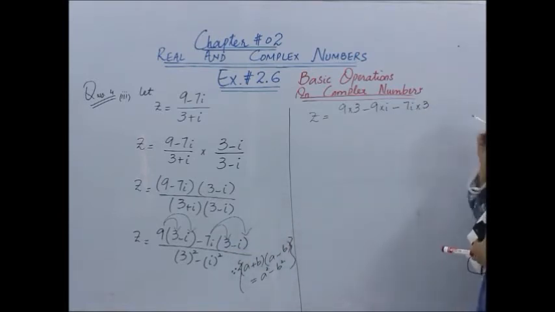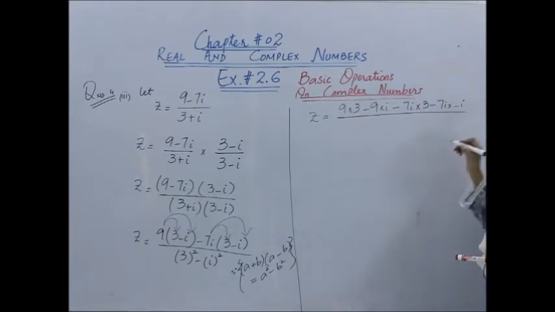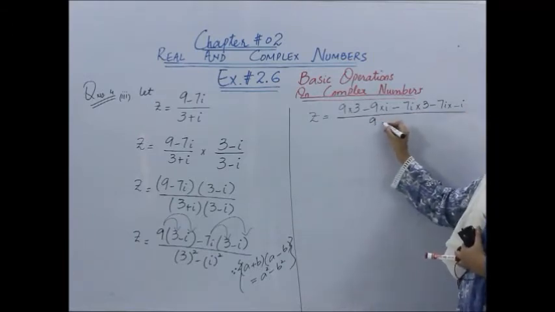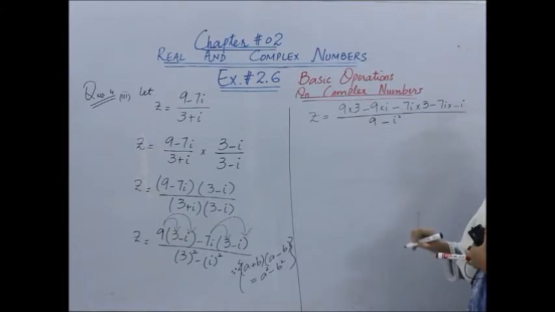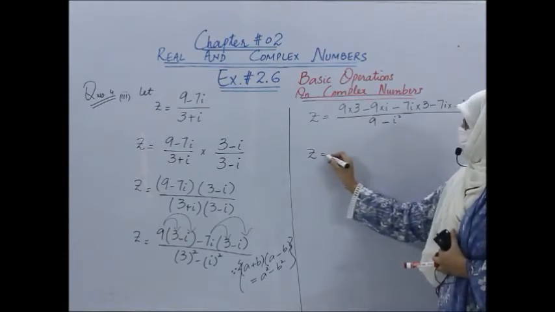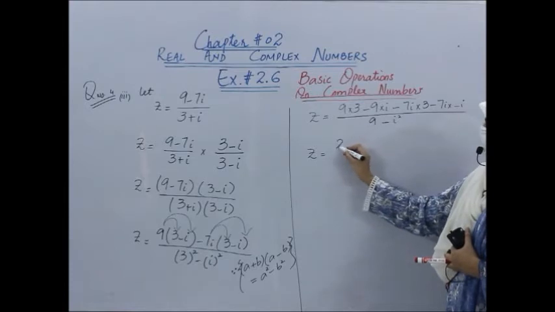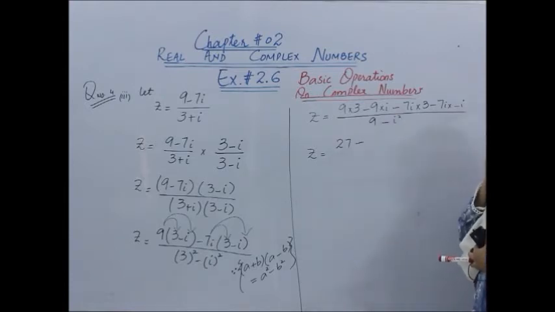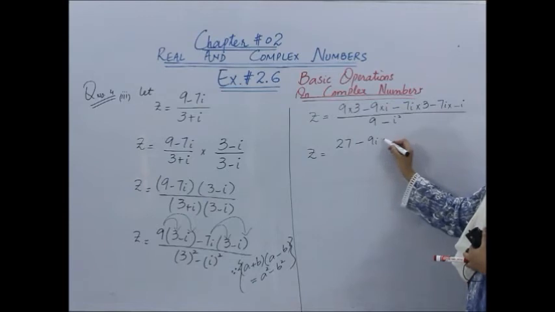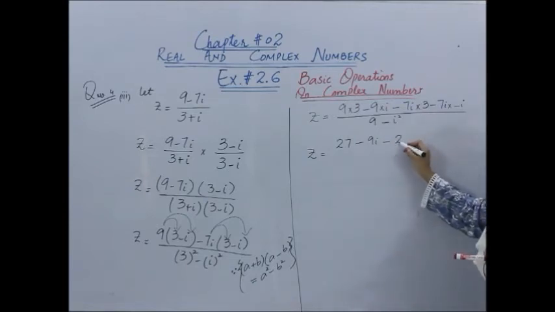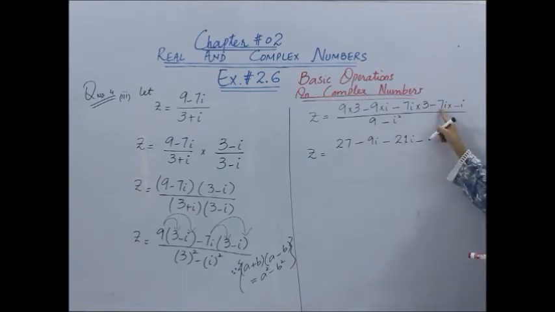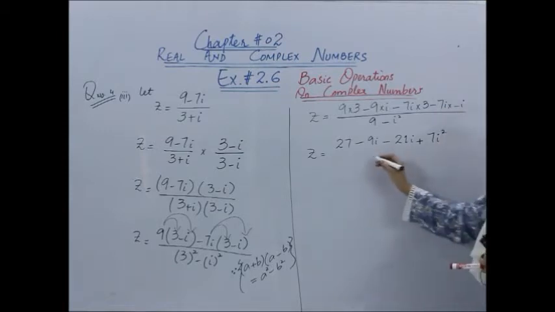So don't forget to write down the sign which is just beside that number. Minus 7 iota into minus iota, divided by, denominator is 3 square is 9 minus iota square. Now let us simplify it. In the numerator we can write 9 into 3, 27 minus 9 into iota, 9 iota minus 7 into 3, 21 iota, minus into minus will give you what? Plus. So 7 iota into iota will give you 7 iota square.